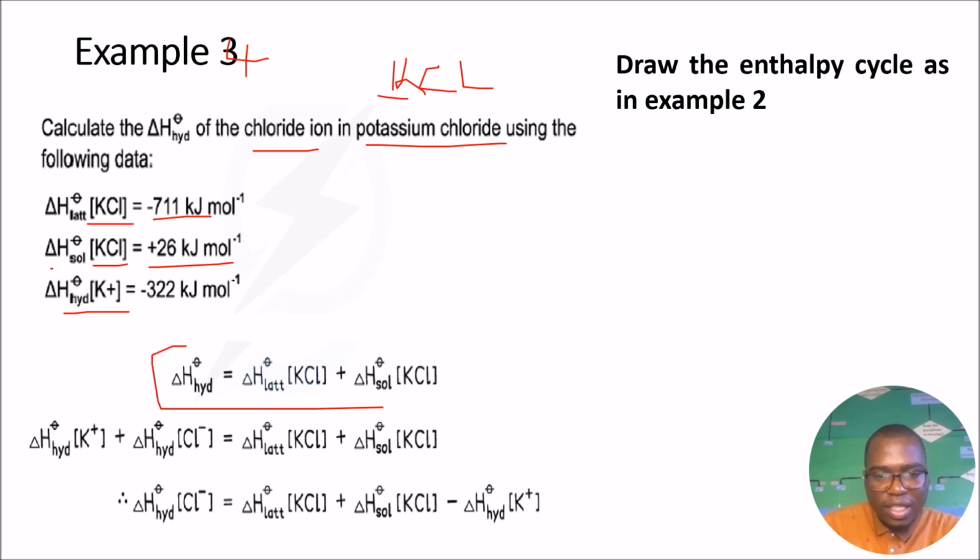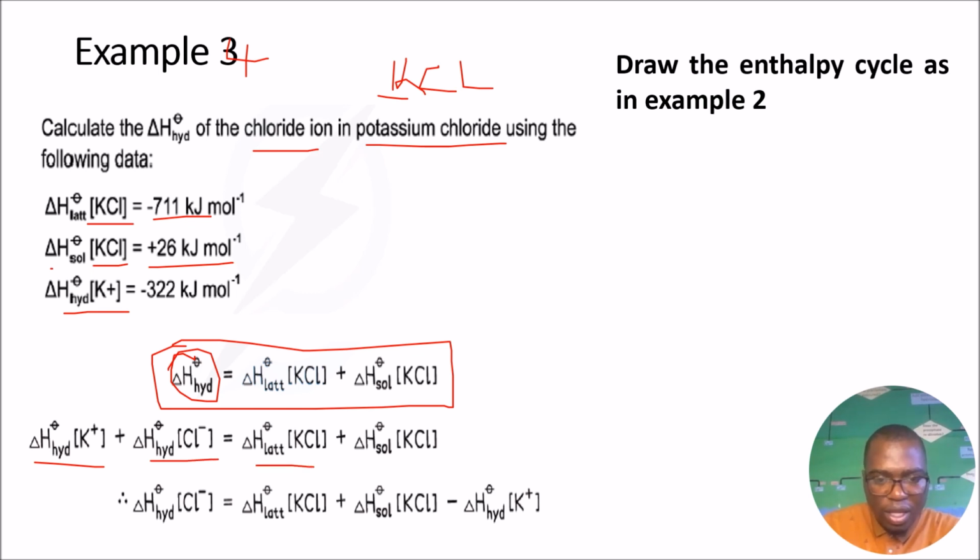That is after you make hydration the subject of the formula. From the general equation we've been using, this is what you come up with. Now we know that the part for hydration here can be broken into two parts. The overall hydration will be given by the hydration of K plus the hydration of Cl. And then you just substitute into this one.